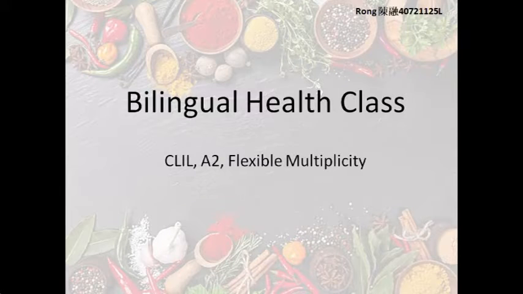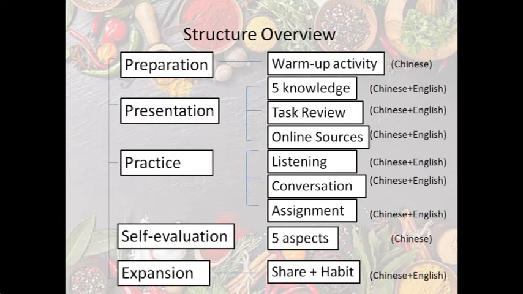Hi, this is Rong. Today I'm going to have a health class of CLIL for junior high school students, so their English proficiency is about A2. And then I will apply flexible multiplicity to this class. There will be 5 phases for this class: preparation, presentation, practice, self-evaluation, and expansion.